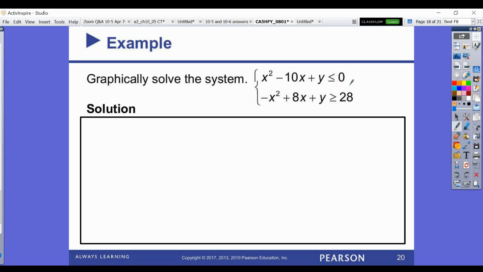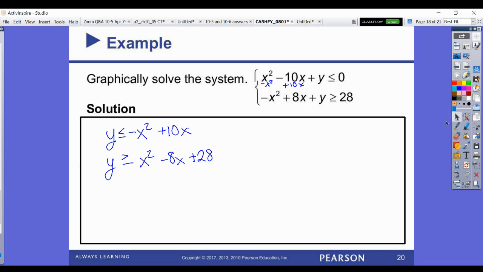So let's start with rewriting each equation so that y is alone. So what I'm going to do is leave the y here on the left and then move these terms over. So I'm going to subtract x squared over to the right. I'm going to add 10x over to the right side. So there's my new equation for the first one. The second one, I'm going to leave the y on the left side, greater than or equal to, and I'm going to add x squared, subtract 8x, and then the 28 is going to stay there. So there's the functions that we need to graph.